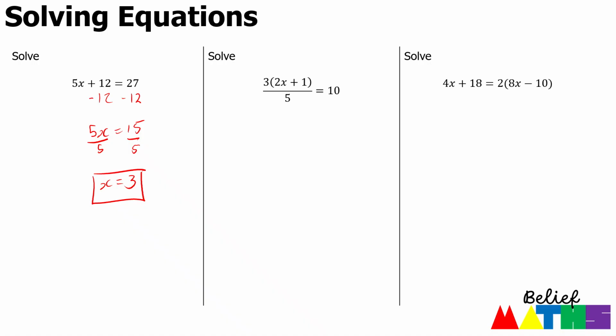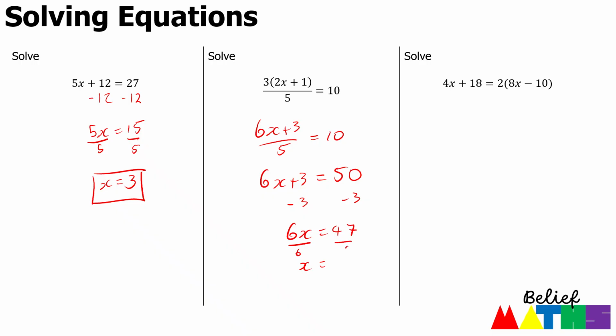Same idea with the next one. Okay, we're going to expand those brackets first to get rid of those. We've got 6x plus 3 over 5 equals 10. Now because this whole thing is over 5, the first thing we're going to do is get rid of that 5. So we get 6x plus 3 equals 50. And now we're back to what we had in the previous question. Just take away 3 from both sides. We get 6x equals 47. So x equals, again, dividing them both by 6, x equals 47 divided by 6.